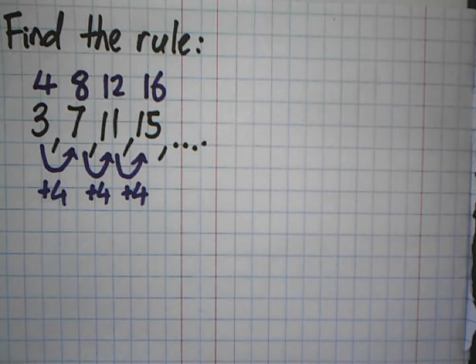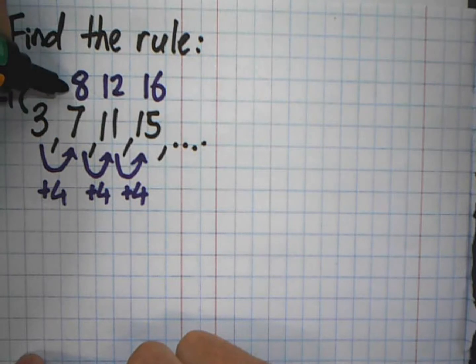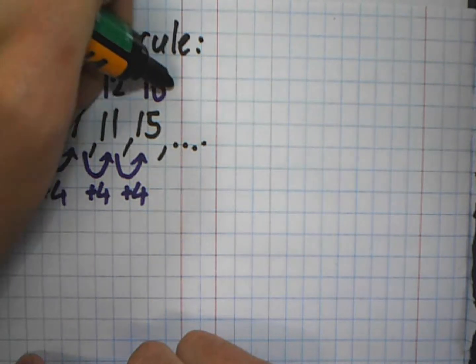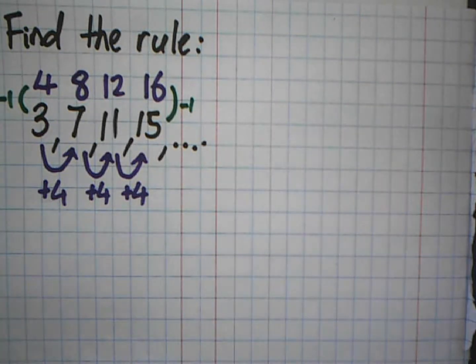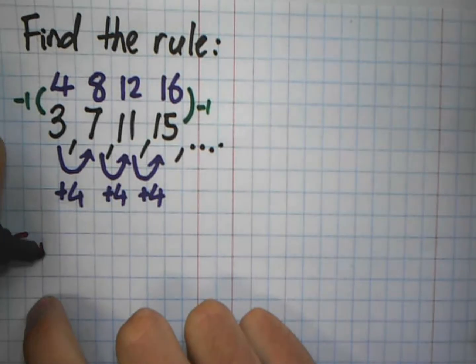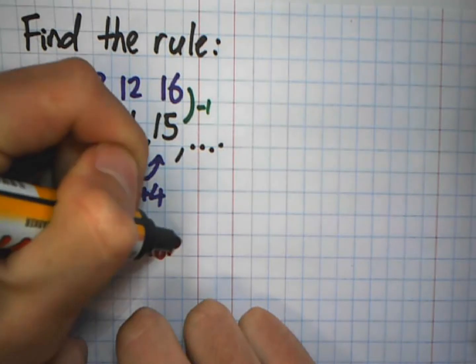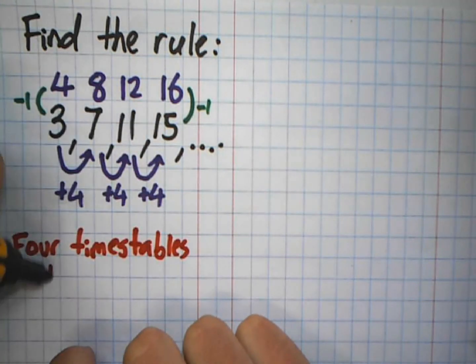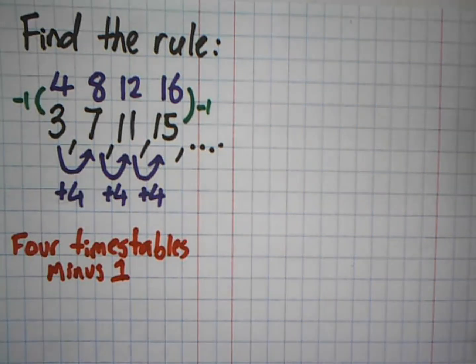Now you see these almost match up, but there's a slight difference each time. The difference between this one and this one is we have to take away 1. And it's the same for each of these ones. Each of these times we need to take away 1. So we know this is like the 4 times tables minus 1. Okay, so it's like the 4 times tables minus 1.